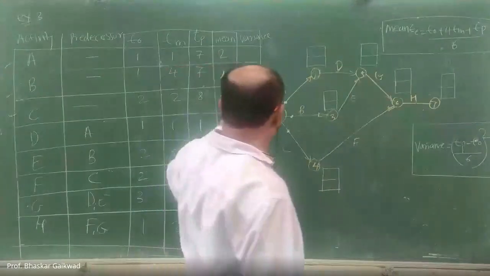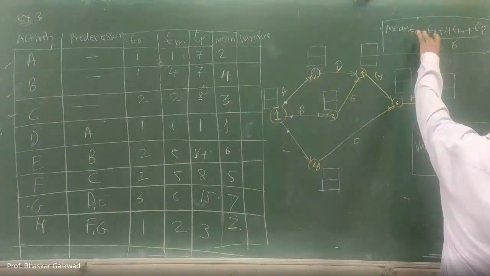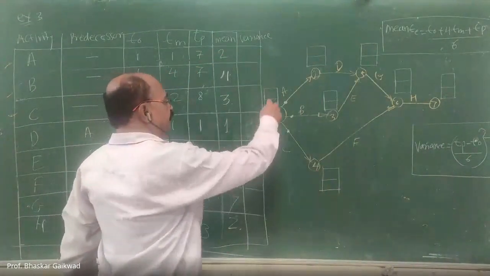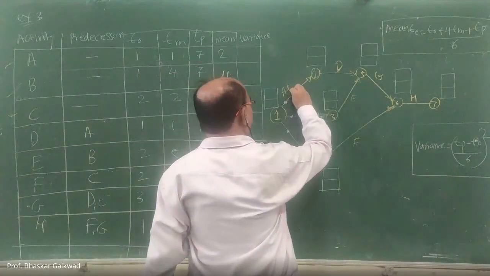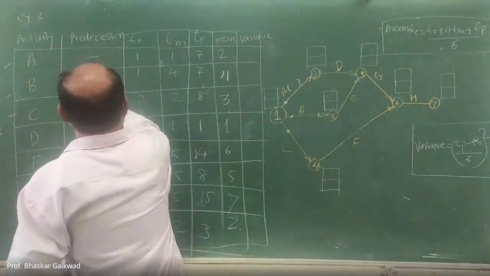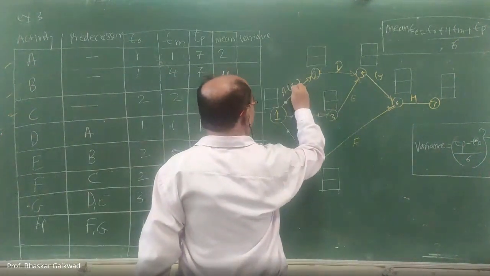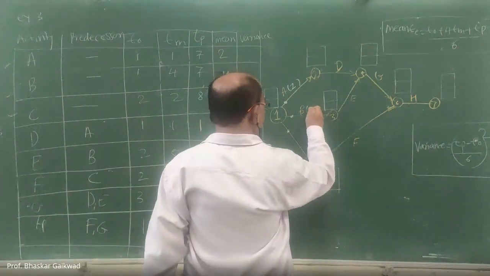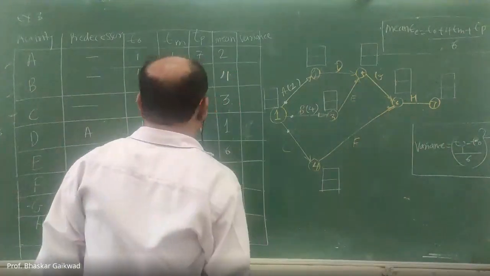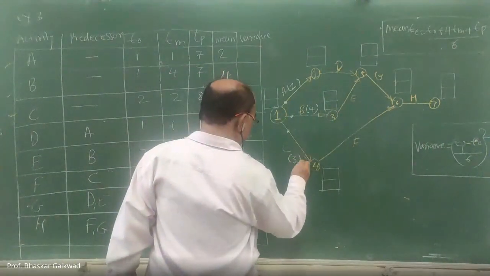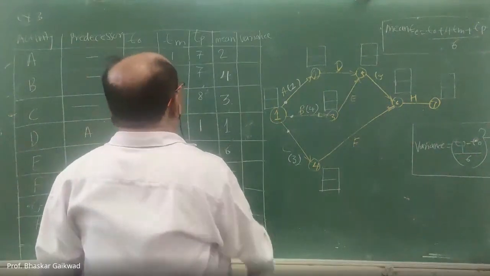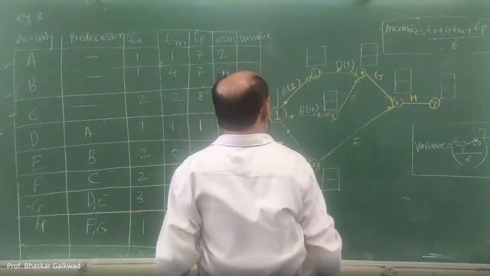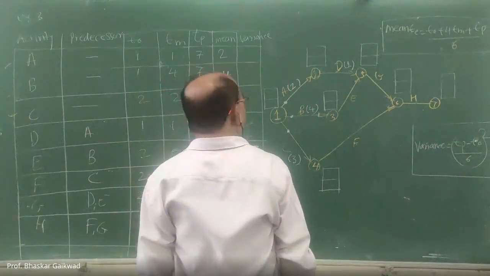We have to calculate mean time by using this formula. Now, whatever mean time is there, you can write here inside this bracket for each activity. What is the activity A? Mean time is here 2. For B, mean time is 4. Then C, mean time is 3. Then D, mean time is 1. Then E, mean time is 6.